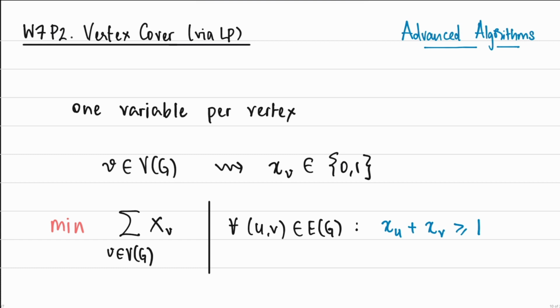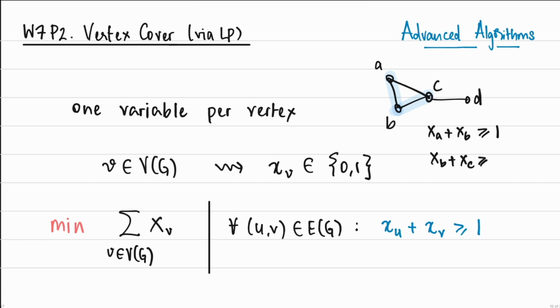So for instance, let's say you have a graph which looks like this. Then the corresponding constraints are going to be, well, corresponding to the edge AB, you're going to have the constraint XA plus XB is at least 1. Corresponding to the edge BC, you're going to have the constraint XB plus XC is at least 1. And then XA plus XC is at least 1, corresponding to the edge AC. And finally, for the edge CD, you're going to have the constraint XC plus XD is at least 1.